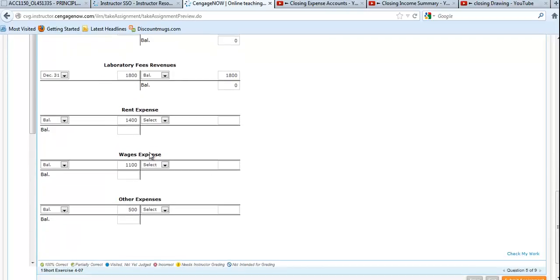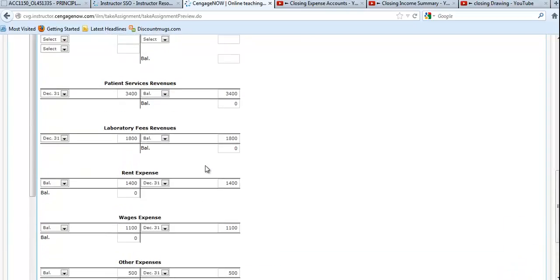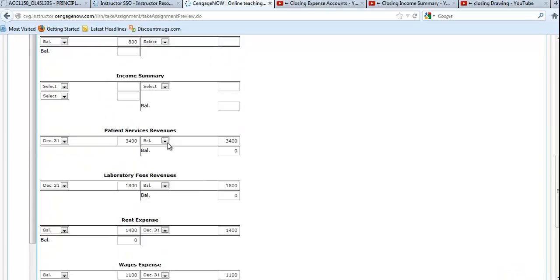Then in step two, I closed my expense accounts. Rent expense has a debit balance of $1,400. So on the last day of the accounting period, I'll credit $1,400, and now it's zero. Same thing with wages expense for the $1,100. Debit of $1,100, credit of $1,100 equals zero, and then the same for our other expenses. Okay, so that takes care of steps 1 and 2, except now I need to put those amounts into the income summary. So in step 1, where I debited my revenue accounts, I need to put that total amount here in my income summary account, which was $5,200. Sorry, credit.